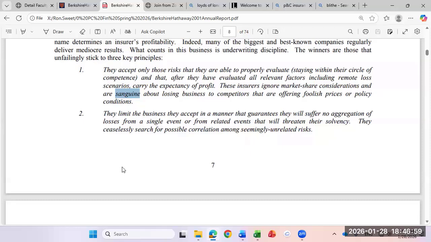I don't know if sanguine's really what he meant. I probably would have said they're blithe about losing market share, but they ignore. I mean, is that really true? Is he going to ignore it if they're losing 10, 20% of their customers? Oh, let's just ignore that. But that's essentially what he's saying there.